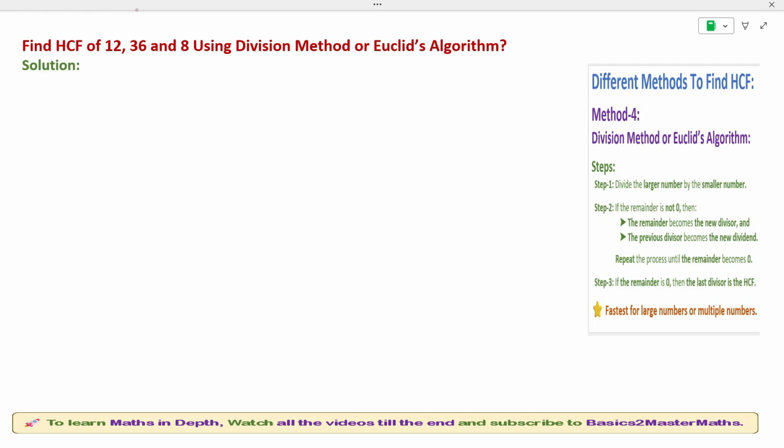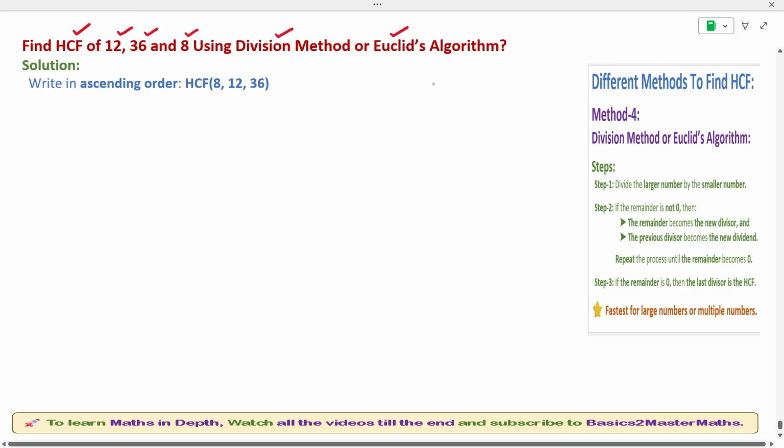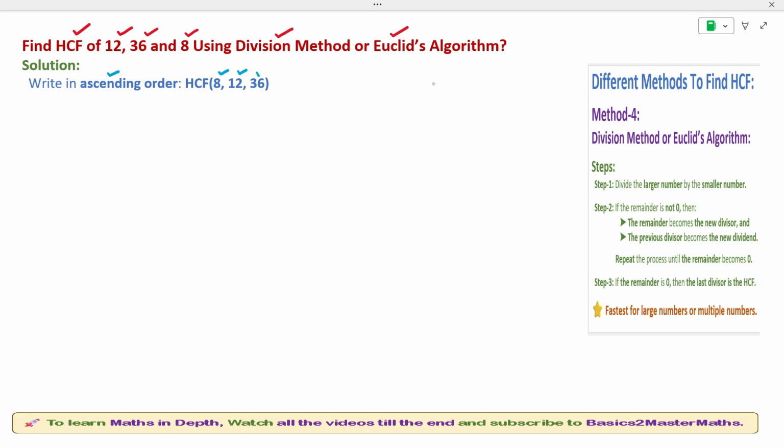Today, we will see the fastest method to find HCF. Find HCF of 12, 36, and 8 using division method or Euclid's algorithm. First, write the given numbers in ascending order. That is 8, 12, and 36.